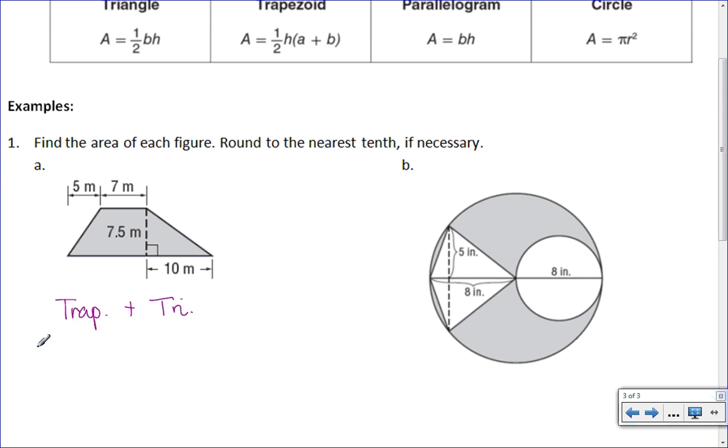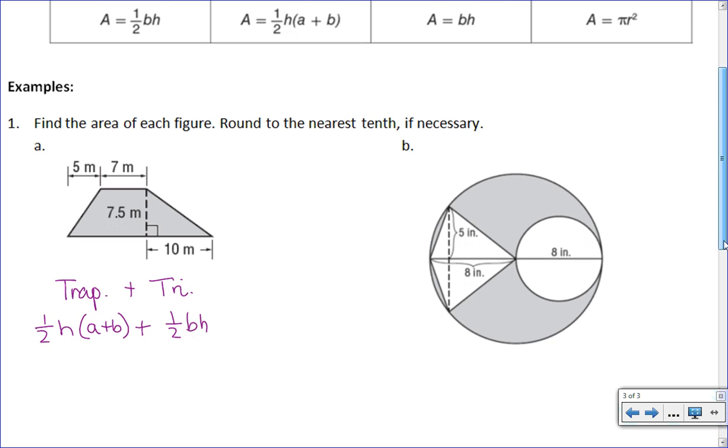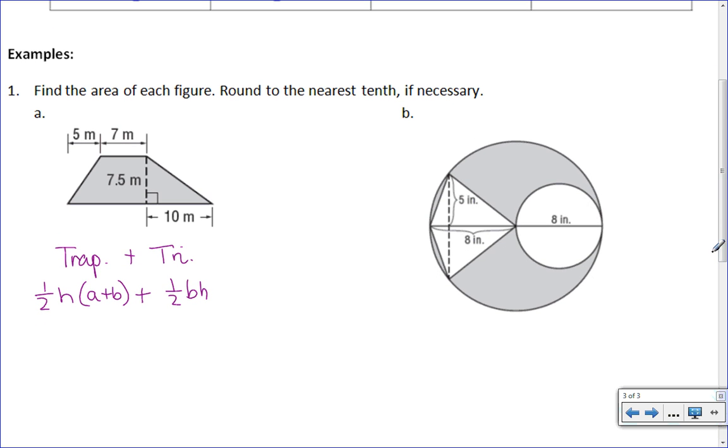Okay, so for the trapezoid, we have the formula 1/2 h times (a plus b). And for the triangle, we have the formula 1/2 bh. Now be careful here. Notice that there's an h in both formulas and there's a b in both formulas. Do not assume that they are going to be the same. You have to make sure that you're very careful about each one separately.